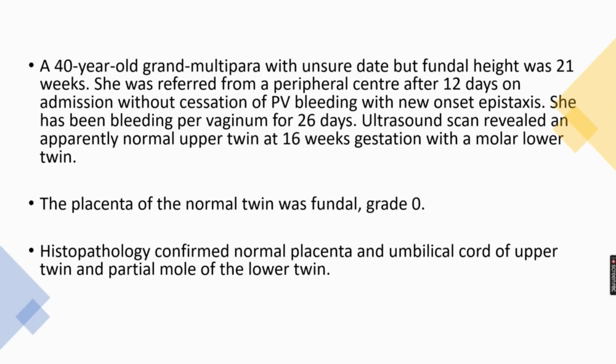On abdominal examination, the fundal height was equivalent to 21 weeks of gestation. She presented with new onset epistaxis and had been bleeding per vaginam for close to 4 weeks. Ultrasound revealed an apparently normal upper twin consistent with gestation, with a molar lower twin. The placenta of the normal twin was fundal and grade 0.